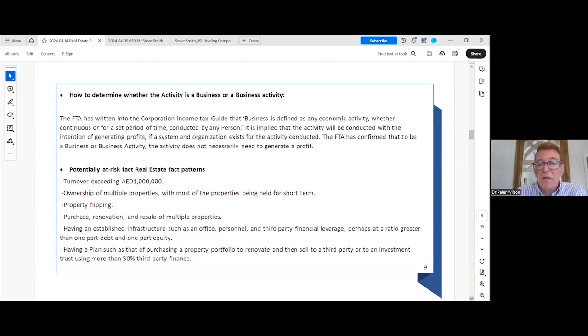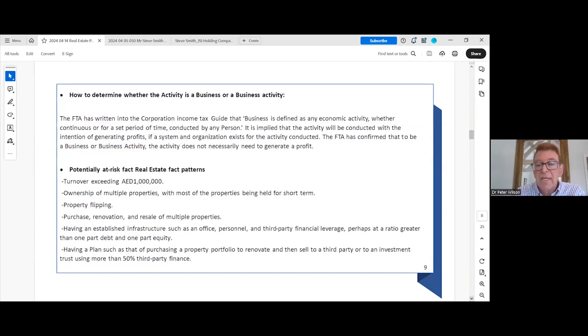So also what's likely to be a problem is property flipping. Now, we see a lot of that these days in people buying off the plan and flipping before the second and third payment needs to be made. That's going to be at risk. That's not likely, in my view, to be a real estate investment. Property flipping to me is more like a business activity, not a real estate investment activity.